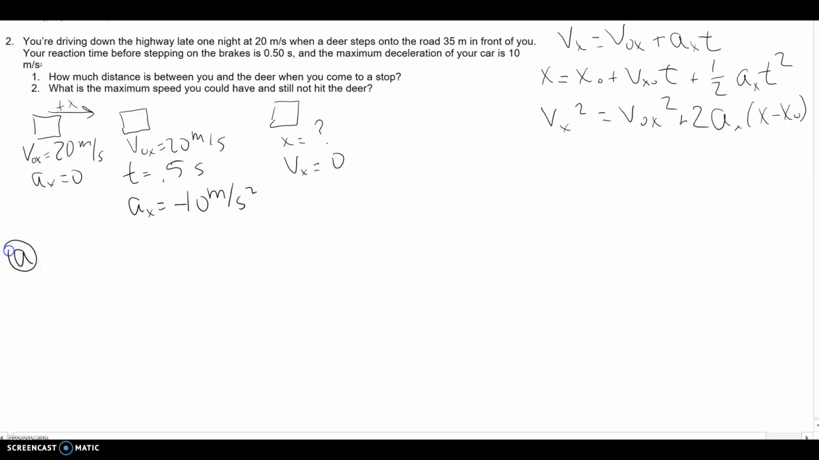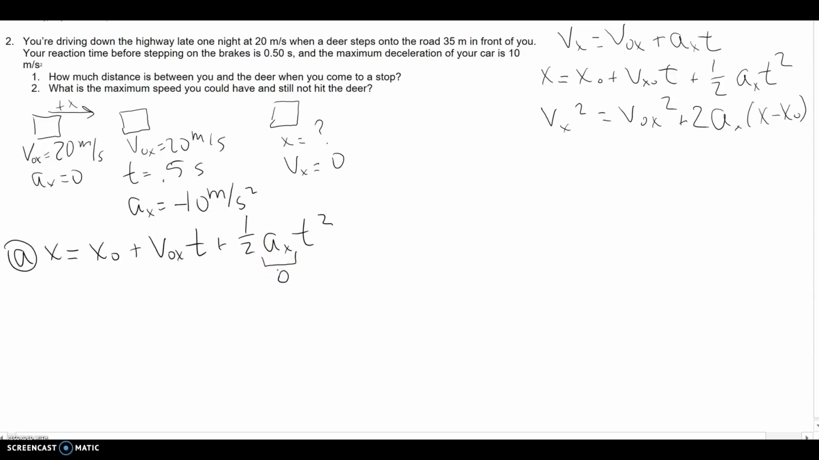Okay, so for part A, we have our final position is our initial position plus initial velocity times time plus 1/2 our acceleration multiplied by time squared. In this first part, we're dealing with our reaction time. We haven't hit the brakes yet, so we're not accelerating. Our acceleration is 0. We're just coasting at 20 meters per second. So I plug in 0 for our acceleration.